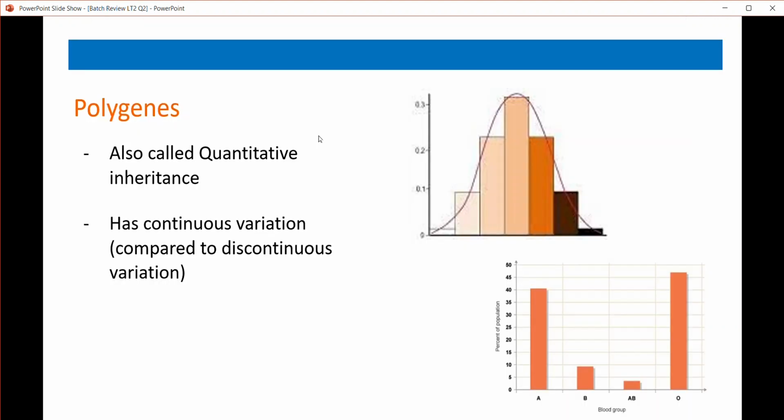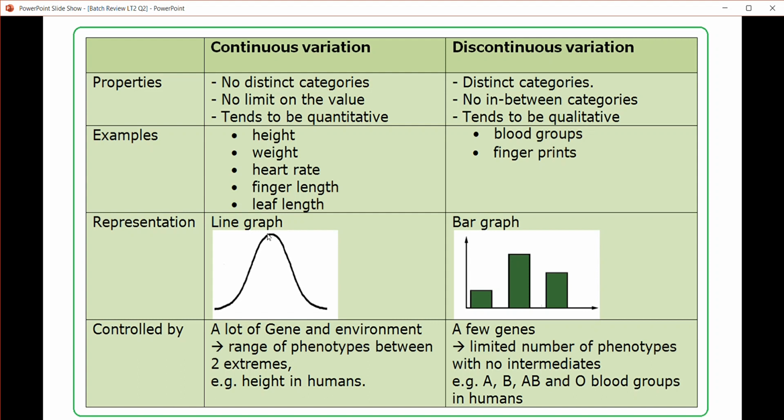So polygenes are also called quantitative inheritance and have a continuous variation, as you can see here, as compared to incomplete dominance, codominance, multiple alleles, and Mendelian inheritance, which have discontinuous variation because they only have a few counts or a few phenotypes, as compared to polygenes, which have so many phenotypes that can be found in between. Now, this would also give us more information about continuous and discontinuous variation.